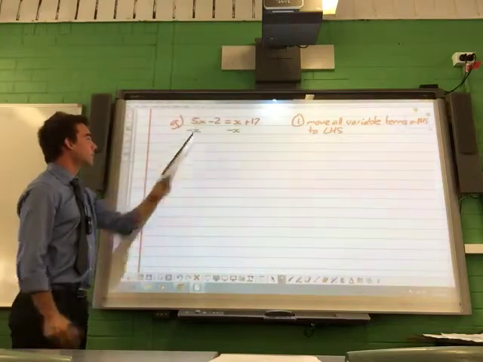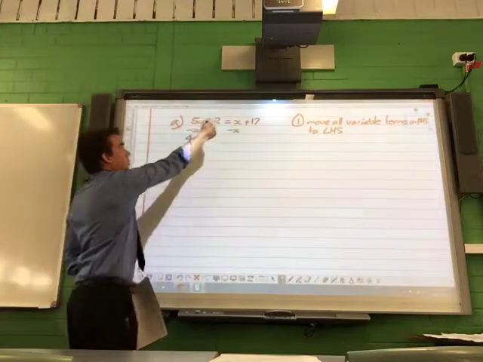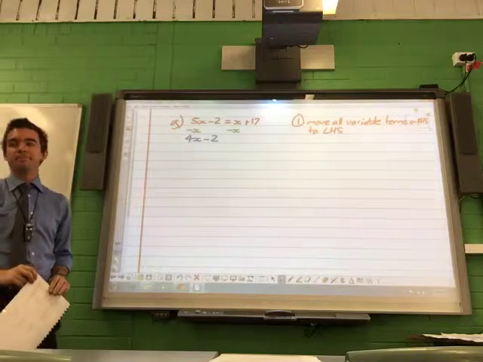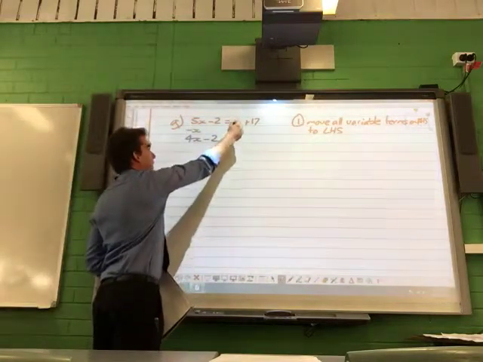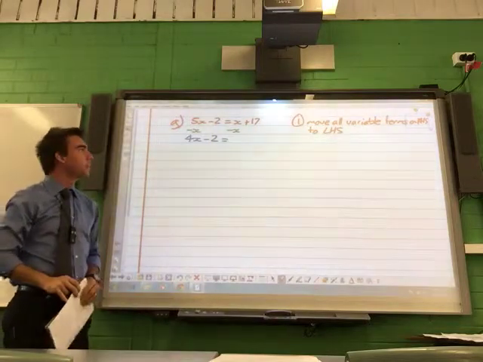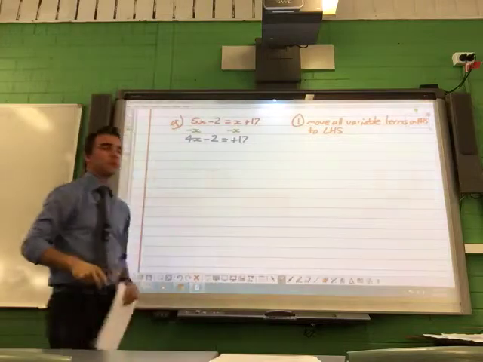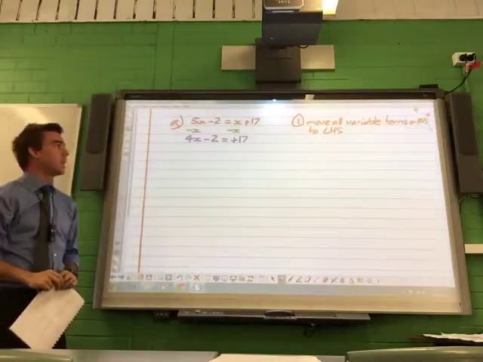So, 5x take away x, 4x, I still have the negative 2, I haven't done anything with that, so I need to write that down as well. But what I have achieved is x take away x, which is 0, and I've still got the plus 17 there. I don't need to write the plus sign, but I'm just letting you know you also need to write that sign if it's a negative.